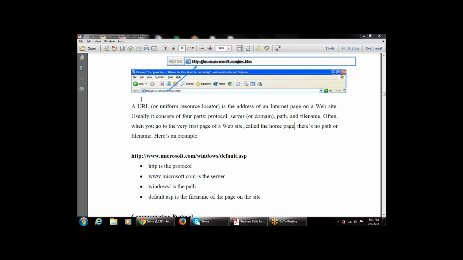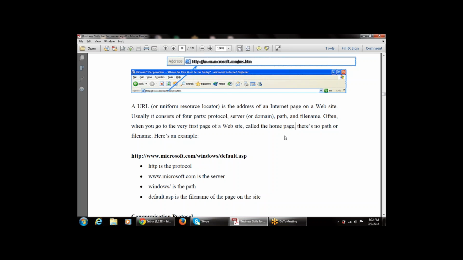So this is the HTTP that starts with the Hypertext Transfer Protocol. Whenever we open any website, the first page is known as the home page. For example, if I write google.com, the first page that appears of Google is known as the home page. There is no path or file name, only the home page is available, that is the first page of any website.